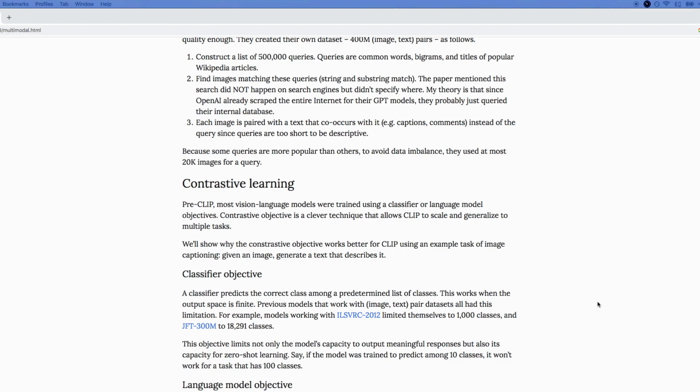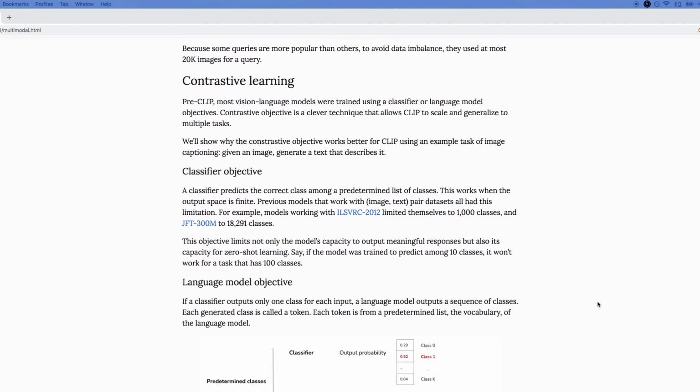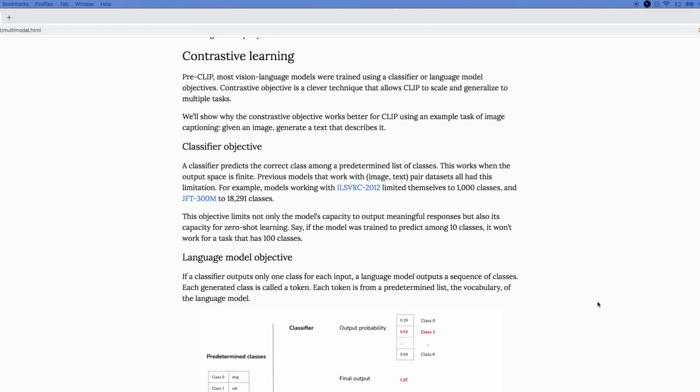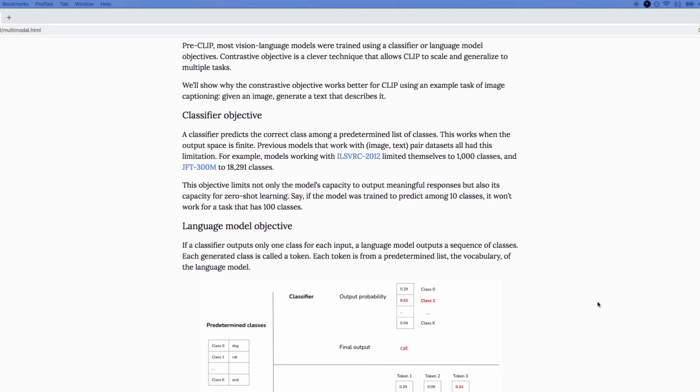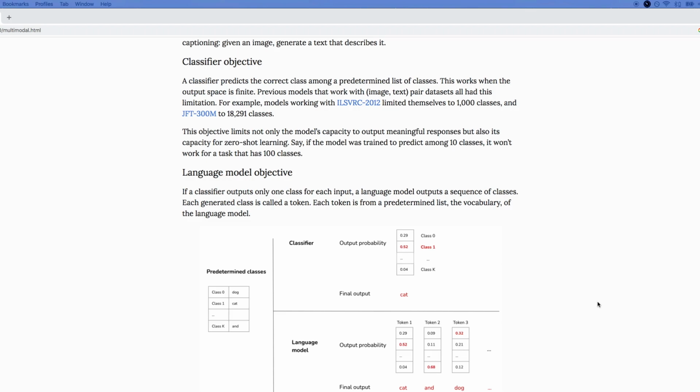Because some queries are more popular than others, to avoid data imbalance, they used at most 20K images for a query. Contrastive learning. Pre-CLIP, most vision language models were trained using a classifier or language model objectives. Contrastive objective is a clever technique that allows CLIP to scale and generalize to multiple tasks. We'll show why the contrastive objective works better for CLIP using an example task of image captioning. Given an image, generate a text that describes it.